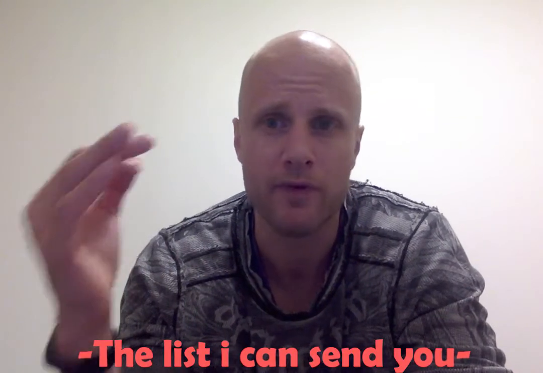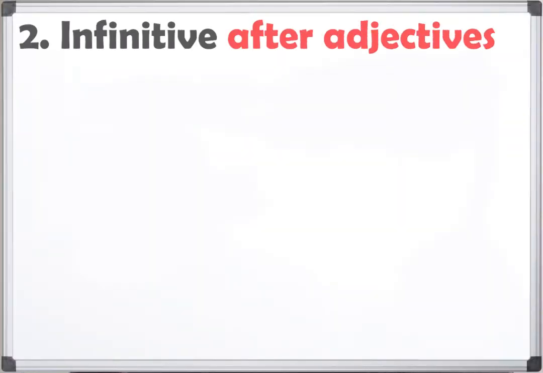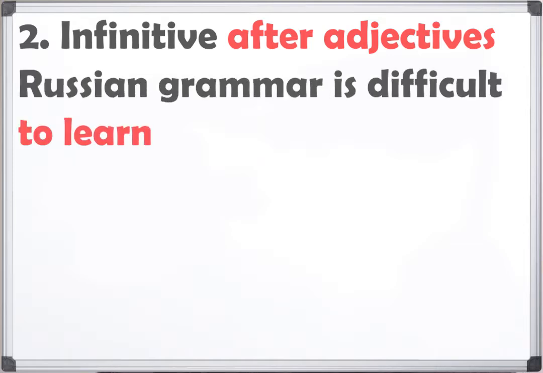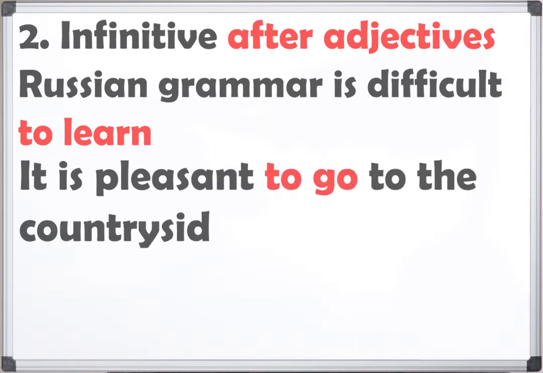Now with infinitives, we have four rules total. The first rule with infinitives is after certain verbs we must use infinitive, just like with gerunds. The second rule is we use infinitives after adjectives. So let's say, for me, Russian grammar is difficult to learn, right? Difficult to learn. Adjective, infinitive. It is pleasant to go to the countryside. It is pleasant to go. Adjective, infinitive.